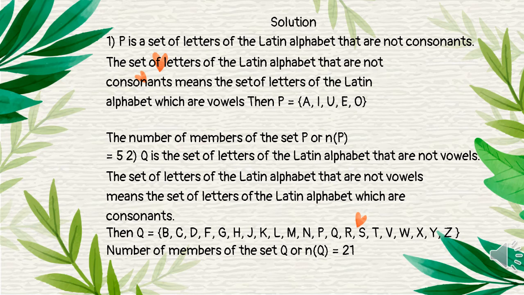Q is the set of letters of the Latin alphabet that are not vowels. The set of letters that are not vowels means the set of letters which are consonants. Then Q is {B, C, D, F, G, H, J, K, L, M, N, P, Q, R, S, T, V, W, X, Y, Z}. The number of members of the set Q, or n(Q), is 21.